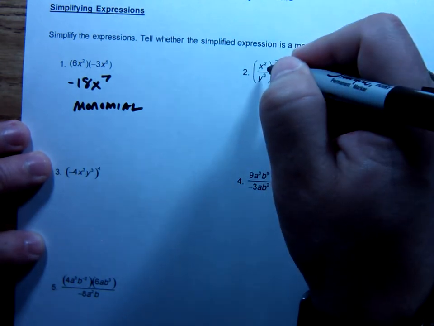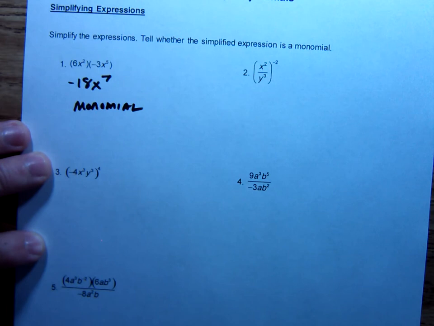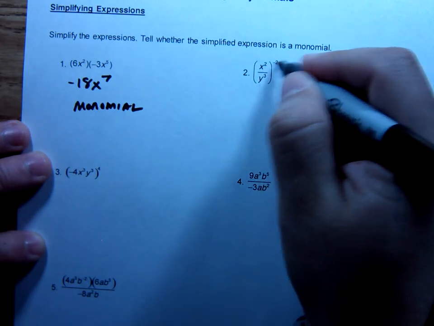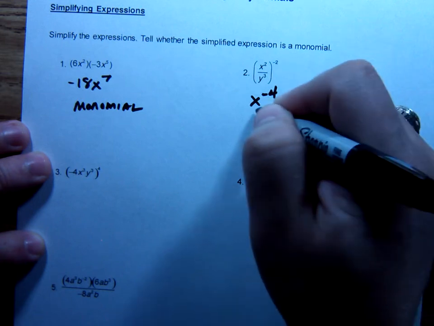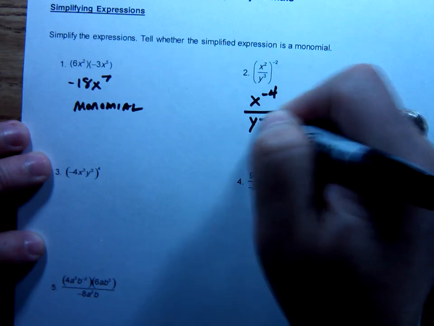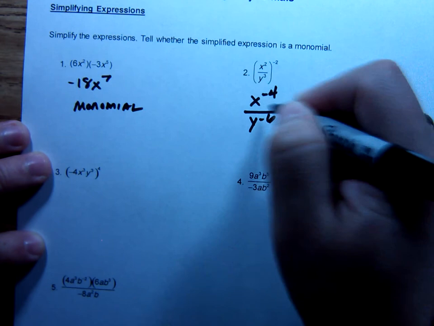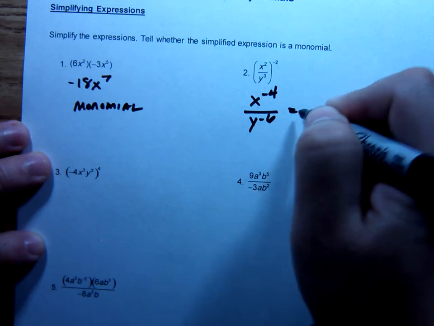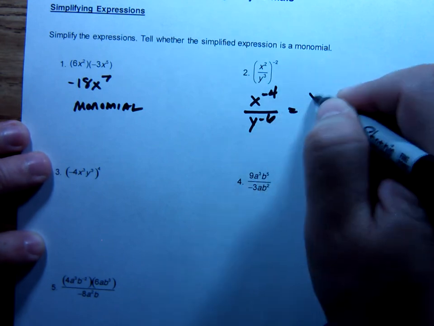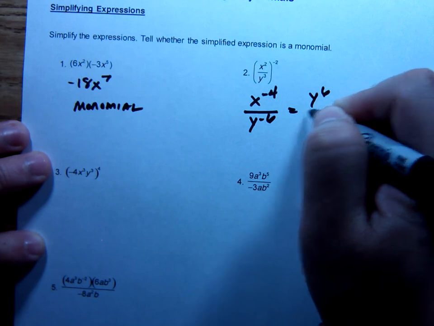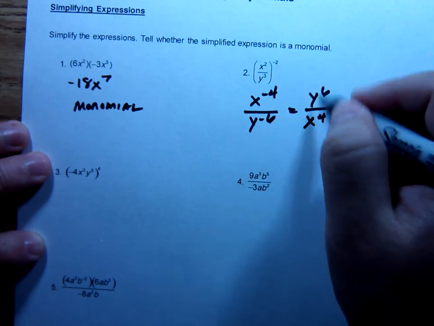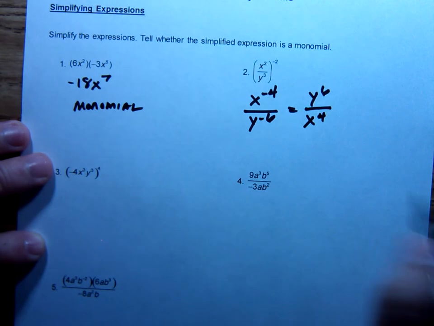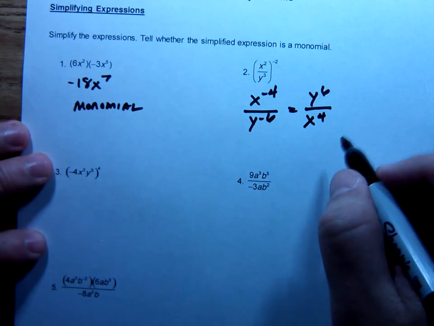Okay, here we go again. Let's simplify this. I got to get rid of this exponent out here, so I'm going to multiply. So I'm going to have x to the negative 4th over y to the negative 6th. Both of these have elevator buttons, so all I'm going to do is switch them. Y is going to come to the top, which is y to the 6th, now positive. X to the 4th is going to go to the bottom as a positive. Okay, so now I have y to the 6th over x to the 4th. Is this a monomial?